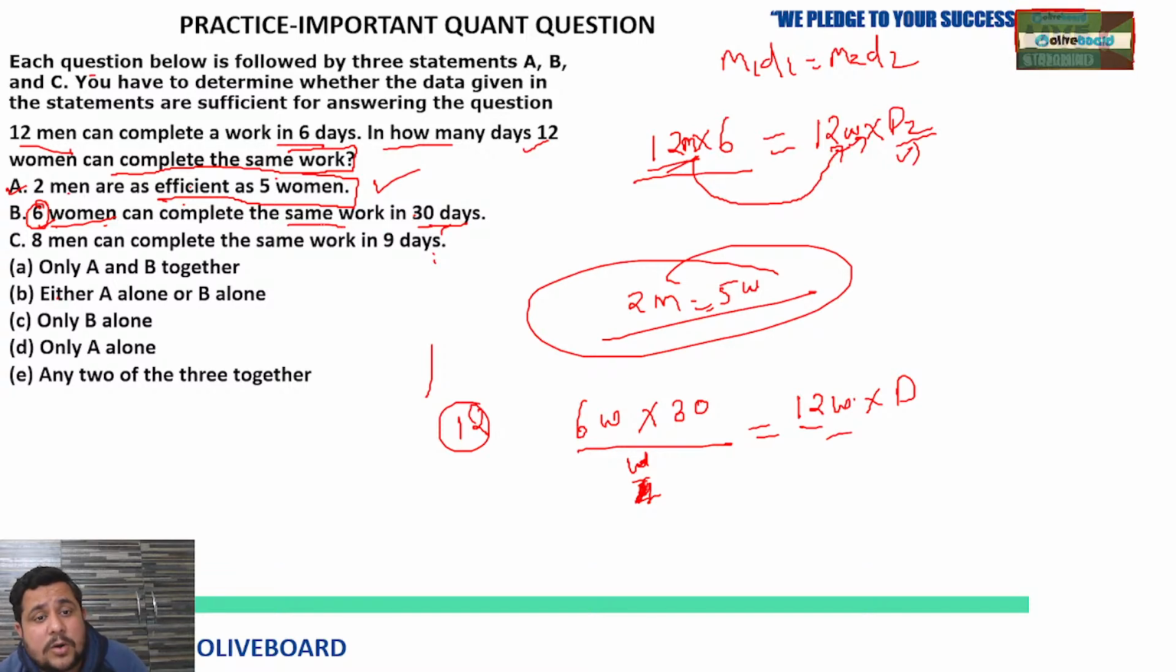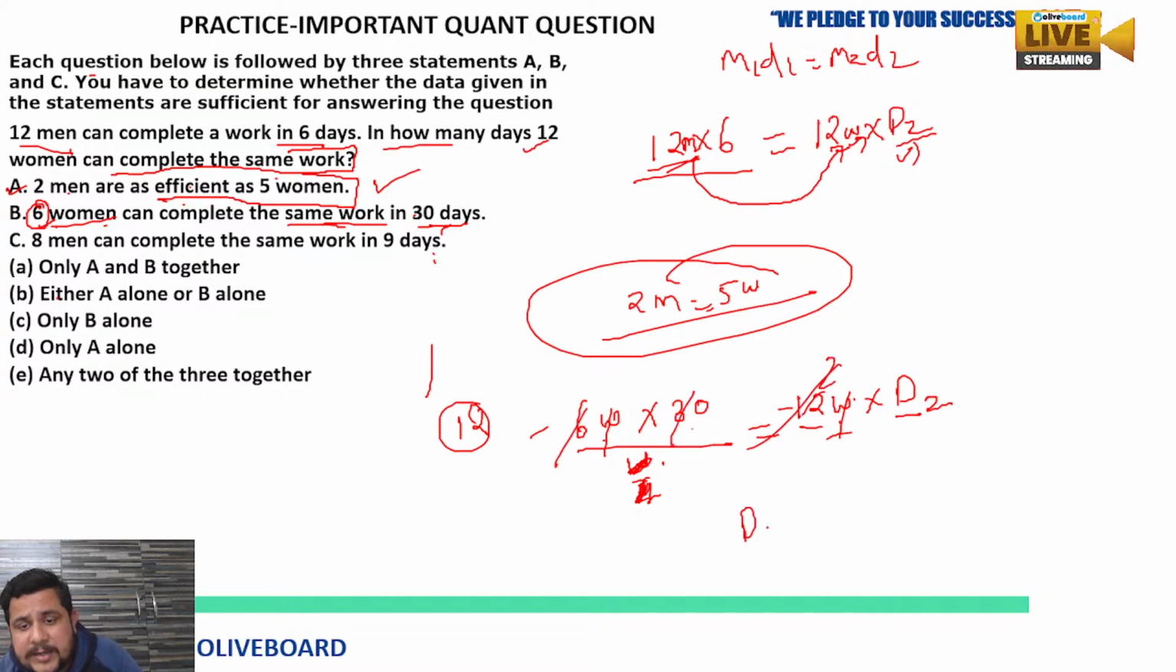Okay, same work, not the half work. Sorry, my mistake. So six women can complete the same work. Same work means six women multiply 30 equals 12W multiply days, which we have to calculate, D2. So now you can cancel easily. So 6 by 6, 2.